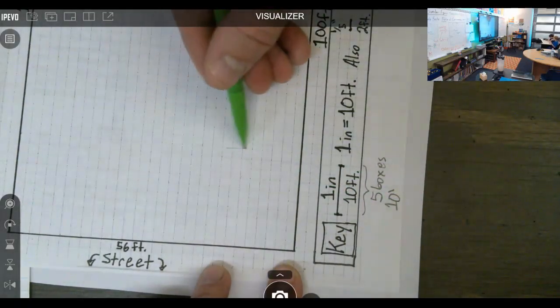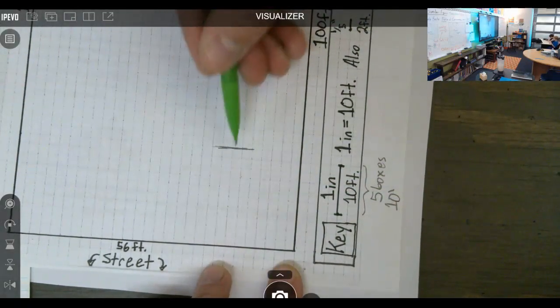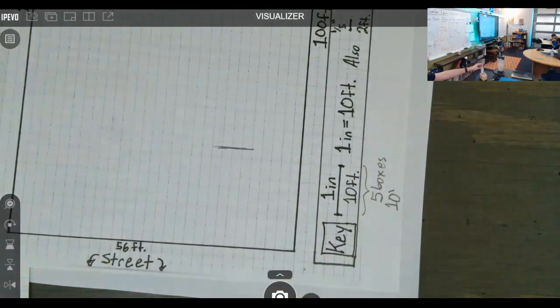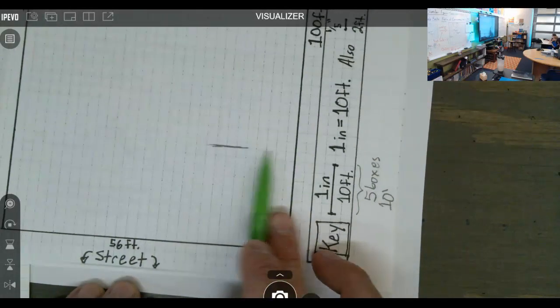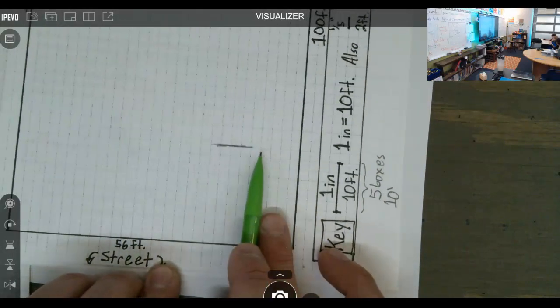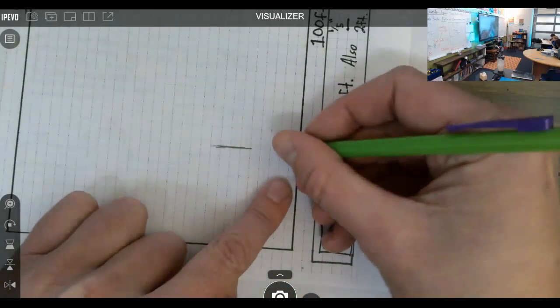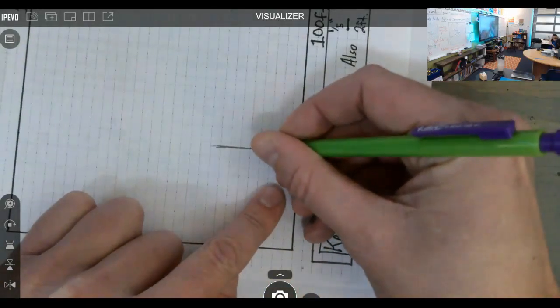So I know the front of the garage is going to be like here, but I don't know where the corner is yet. Because Devin needs to tell me if the corner is 8 feet in. How many boxes will that be? 4. So 1, 2, 3, boom.